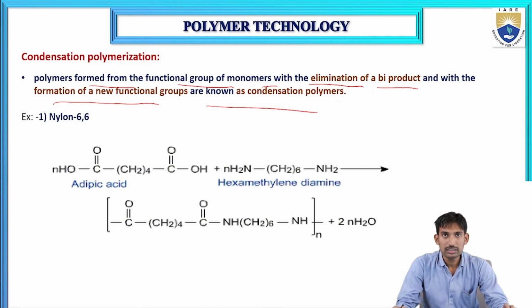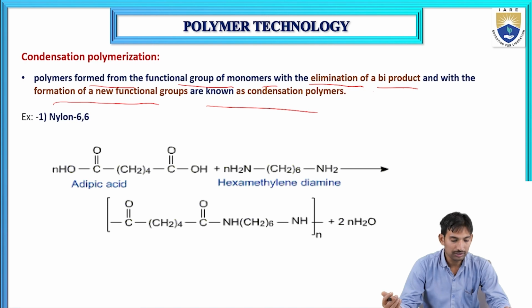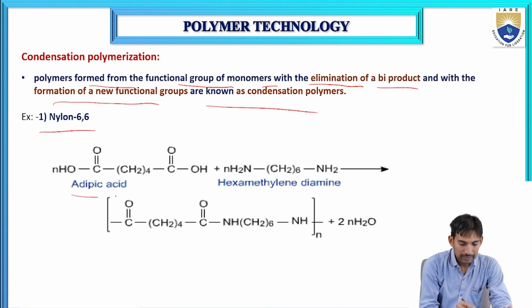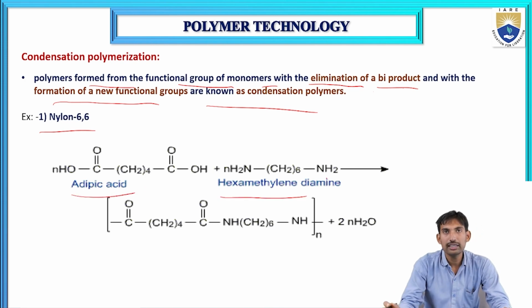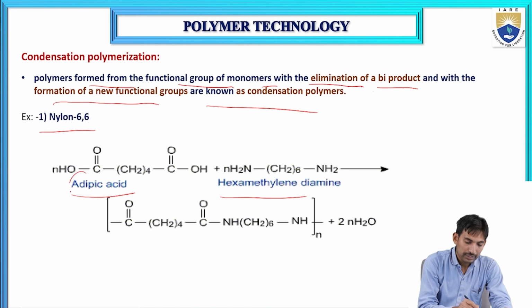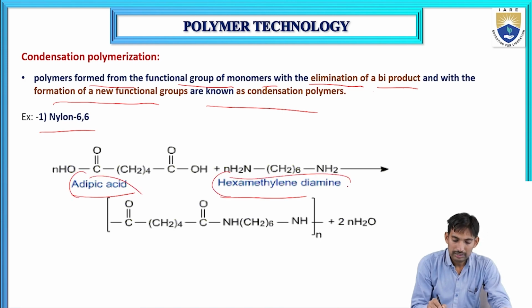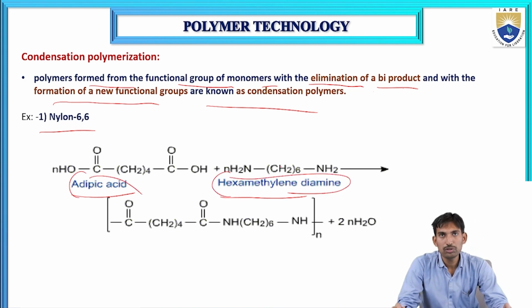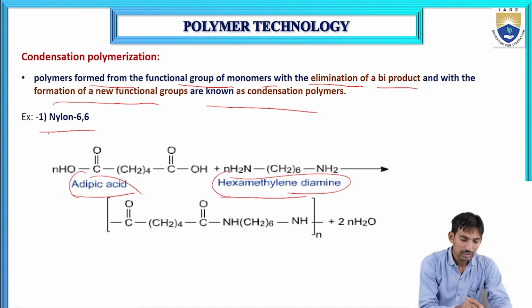In condensation polymers, the monomers contain one type of functional group, and on formation of the polymer, the functional groups change. See, example nylon 6,6. In this, two monomers are there: one is adipic acid and the other is hexamethylene diamine. These two types of monomers link together and undergo polymerization to form nylon 6,6.